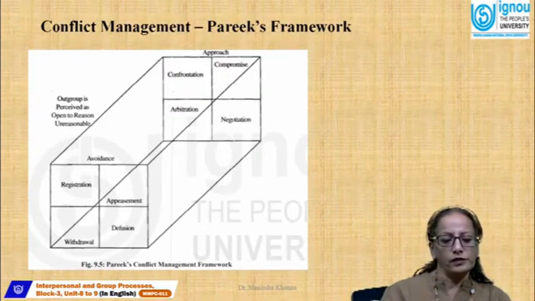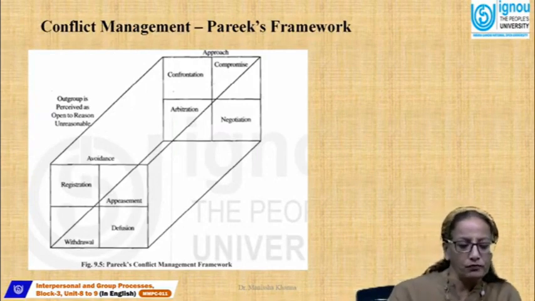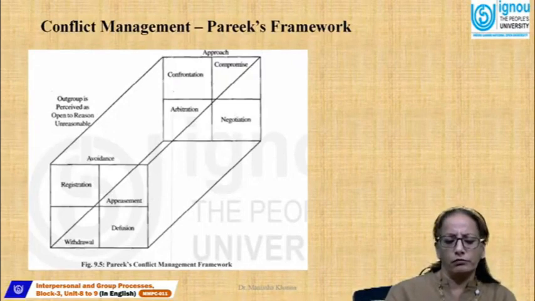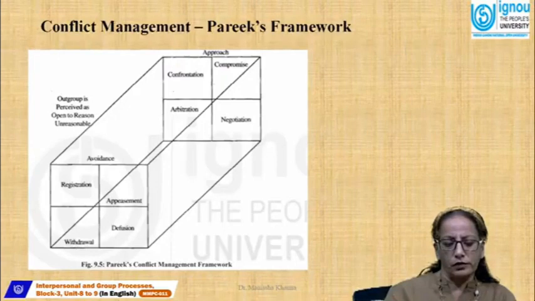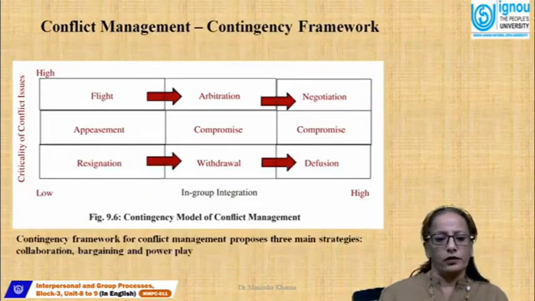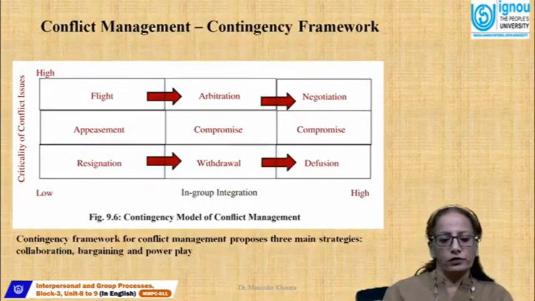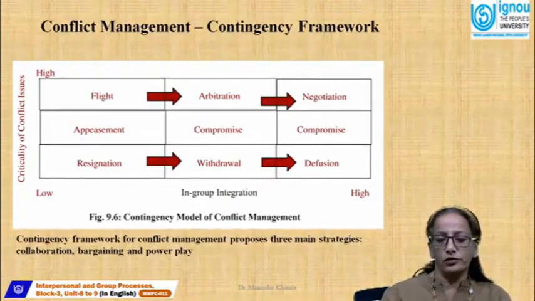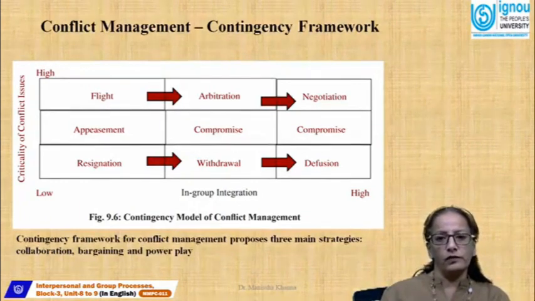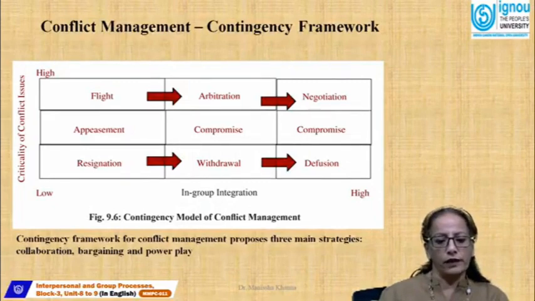But avoidance can be, in the initial stages, withdrawal, or appeasement can be done, or the conflicts diffuse at a very early stage. The contingency framework is the contingency model of conflict management, which proposes three main strategies, that is collaboration, bargaining, and power play.